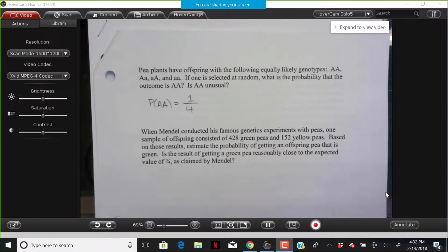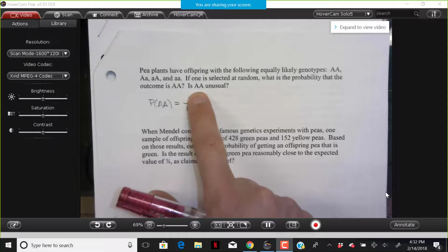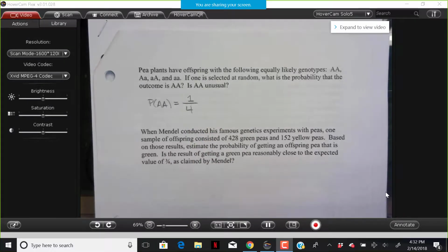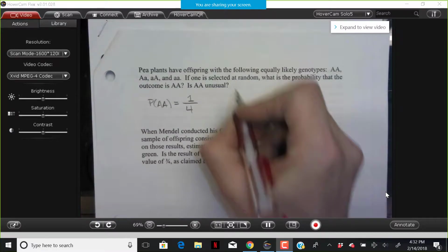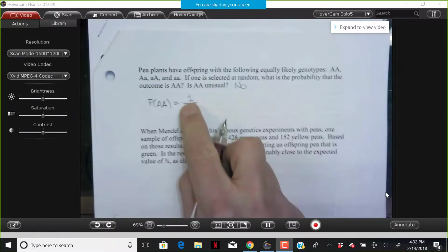Is then, by the criteria we talked about last time, getting this genotype unusual? No. No, why not? Right, this is 25%, so it's greater than 5%.